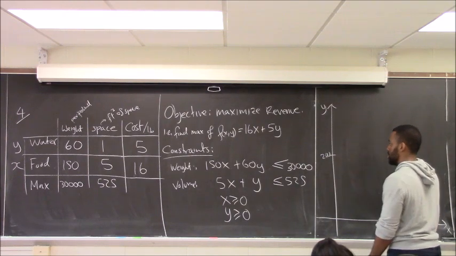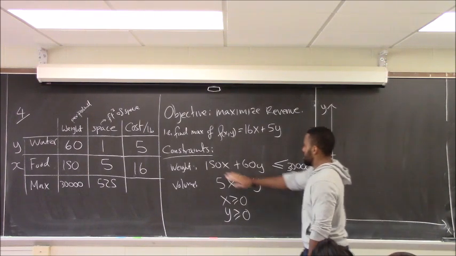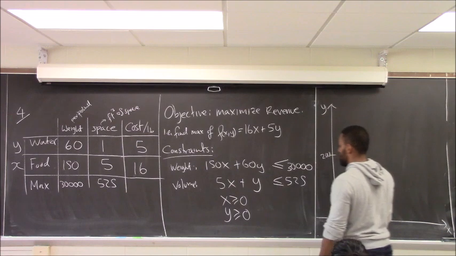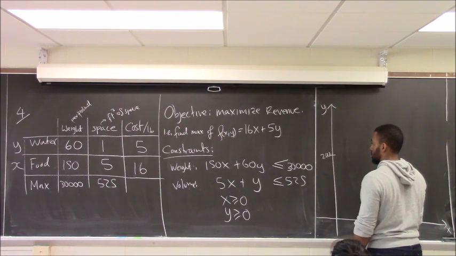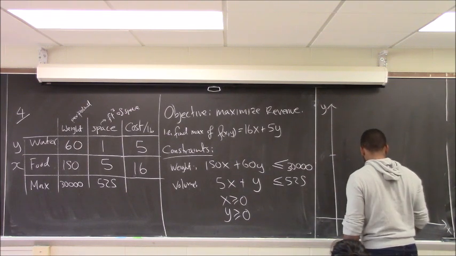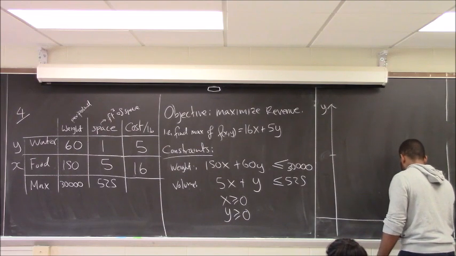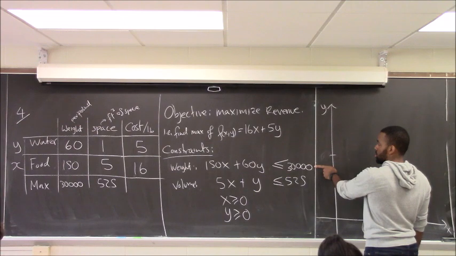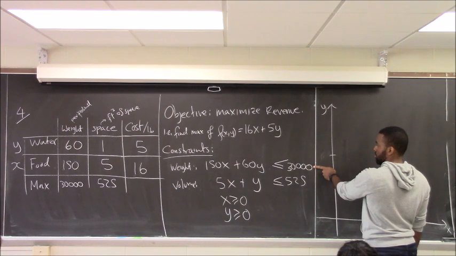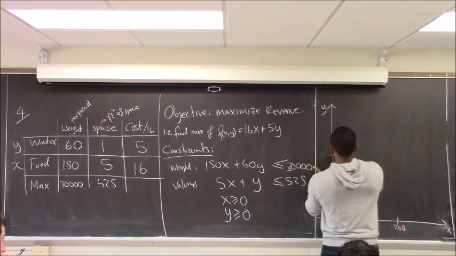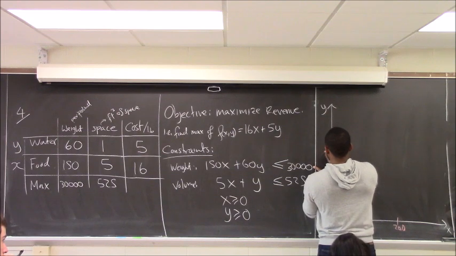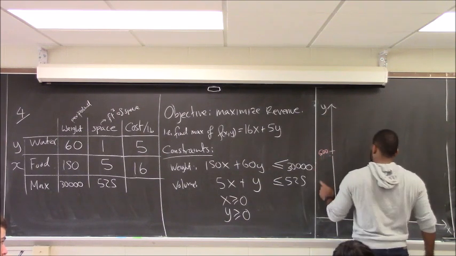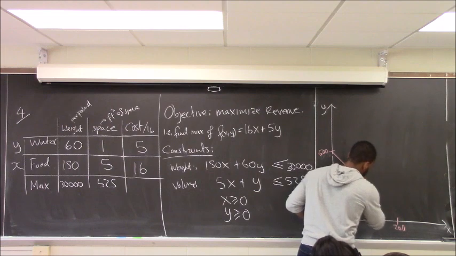Okay, and the y, it'll give you 500. Wait, X is 200. And the y, for this one, 5. So the 30,000 divided by 60 is 500. Yeah, let's make that 500. And so now I'm going to connect these guys.